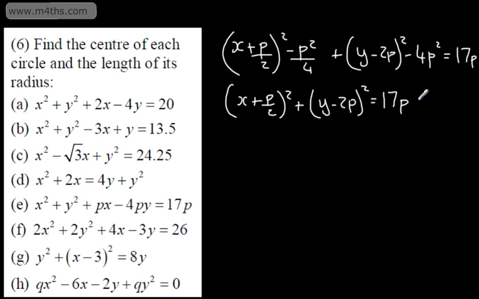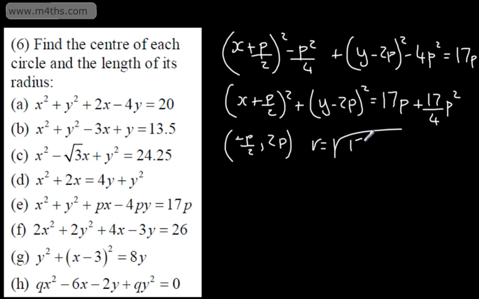That's going to give us plus 17 over 4p squared. Okay, now we need to look at this, and the radius is the square root of this. So what we're going to have then is negative p over 2, comma 2p, and the radius is going to be the square root of 17p plus 17 over 4p squared.